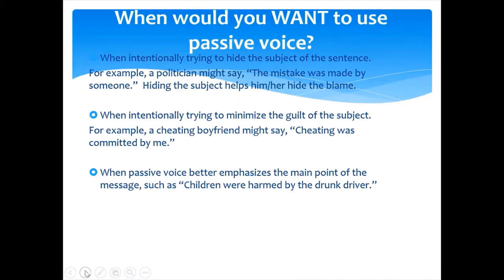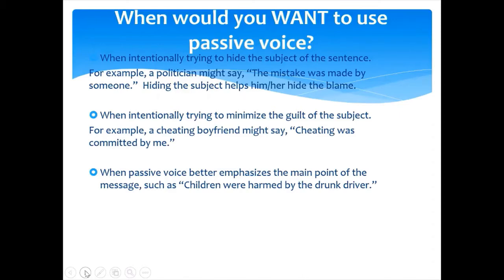Another way you can use passive voice is when you want to focus attention on the action, not the doer of the action. The action here means the verb of the sentence, the action verb, and not the subject. For example, when harvest time approaches, the potato plants are sprayed with a chemical to keep them from sprouting.